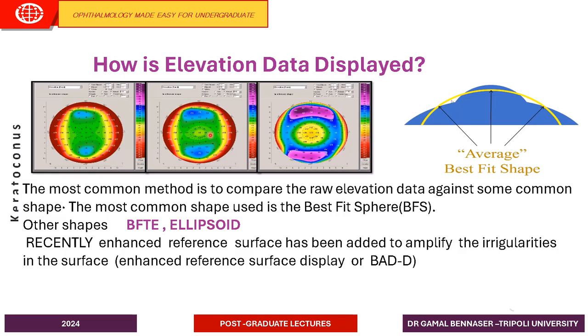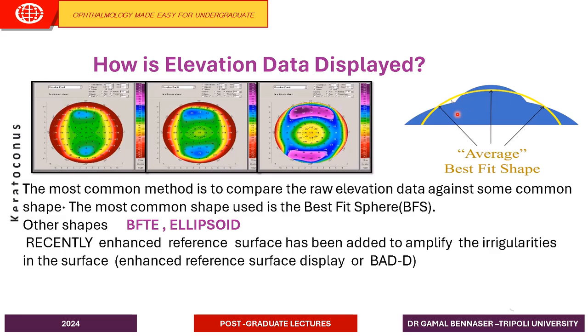And moreover, they found that even the 8 millimeter reference surface will mask to some extent some of the irregularities of the cornea, as you can see here in this picture. From this idea came another principle, which is known as the enhanced reference surface, in which we exclude the central 3 to 4 millimeter from the best reference surface, so that there will be good adaptation of the reference surface to the surface of the cornea, and there will be amplification of the irregularities that are seen on the cornea.